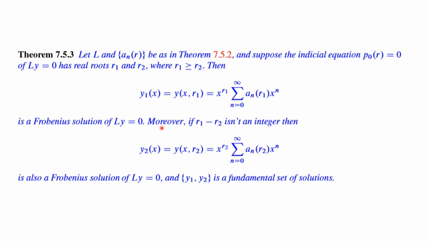And moreover, if R1 minus R2 is not an integer, that means it's not 0, 1, 2, 3, or plus or minus 1, plus or minus 2. I guess it always has to be positive because we made that one bigger. If it isn't an integer, then y2 is going to be x to the R2 times this infinite sum, where the coefficients now depend on R2, and that is also a solution. And moreover, this is a fundamental set of solutions. That means they're linearly independent. That means every solution is a linear combination of those.